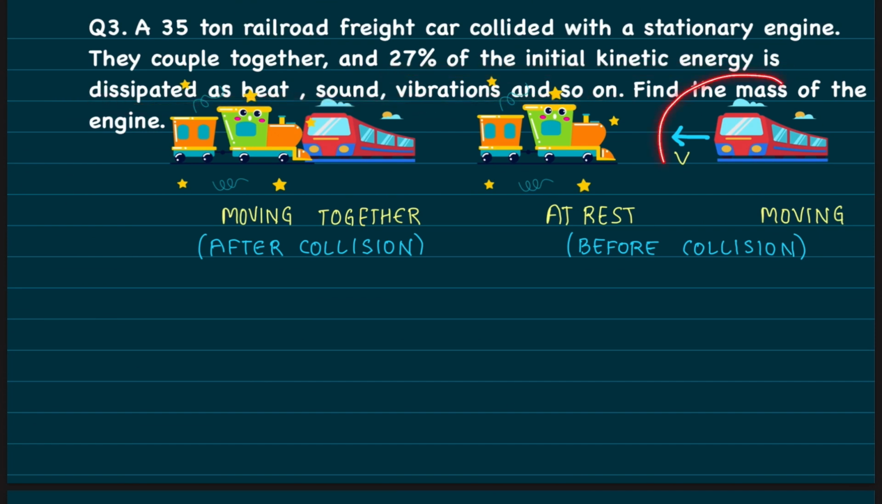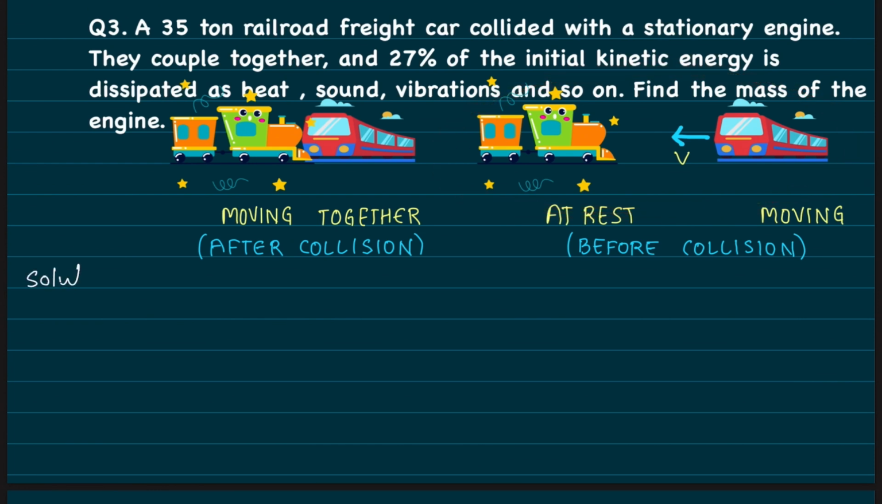So this is the initial kinetic energy because it is moving with some speed. So 27% of the initial kinetic energy is dissipated. What is left? With that kinetic energy, this system is moving. So find the mass of the engine. So we need to calculate the mass of this engine. So let's try to solve. Firstly, there is a collision between these two, right? So we will conserve the momentum.